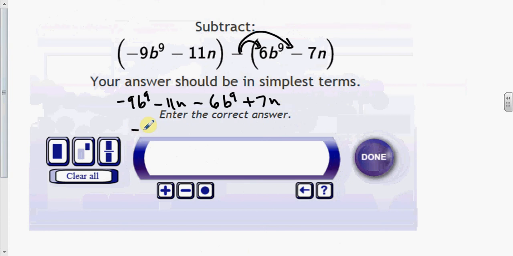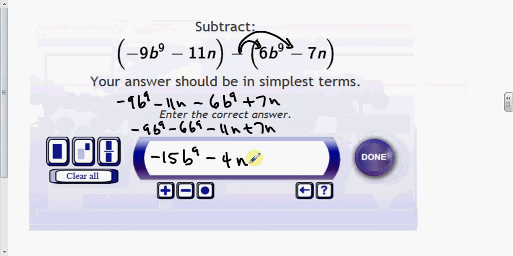Now we get the like terms together. Negative 9b to the 9th minus 6b to the 9th, and then minus 11n plus 7n. So these two terms are like terms. The coefficients are both negative, so I'm adding two negatives. So negative 9 plus negative 6, that's like saying 9 plus 6, is 15. Since they are both negative, we keep the common sign. We're adding, not multiplying, times b to the 9th power. And then this is negative 11n plus 7n. They have opposite signs, so you subtract. I take 7 from 11. That gives me 4. But 11 is bigger than 7, and so its sign is affixed to the answer. Negative 4 times n.